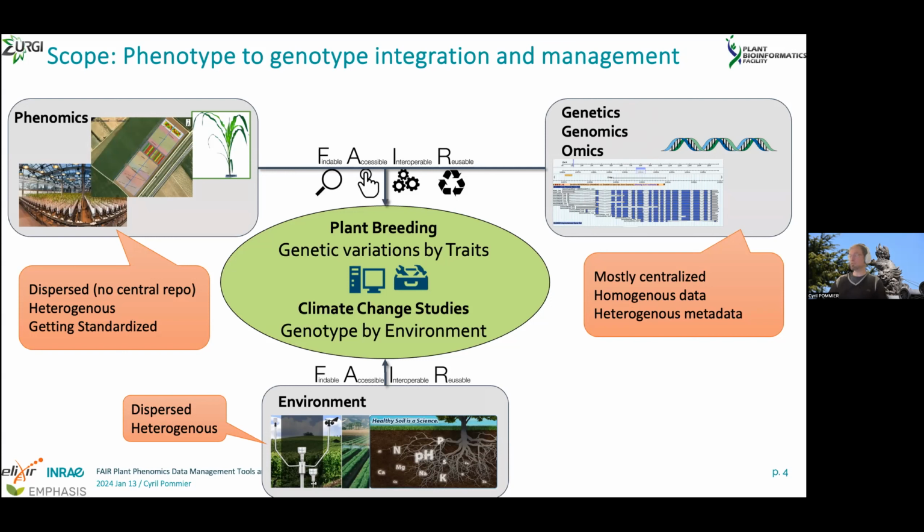A genomic feature is the same in cattle and in any plant species, with some particularities for plants, of course, but the metadata can be very different. There are different ways to identify a sample, an individual, or a genetic resource between wheat, forestry, and of course animals. And finally, there is also a need to manage environment data, but mostly in linkage and integration with phenomics data. We need to link and integrate all of those to be able to run analyses for plant breeding, so genetic variation by trait studies, or climate change studies, genotype by environment.